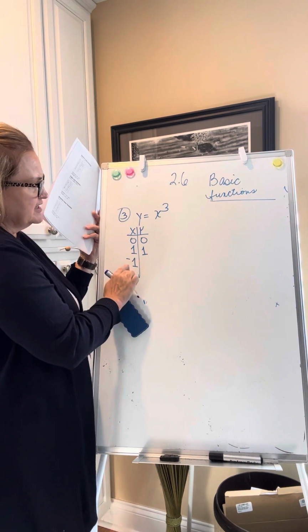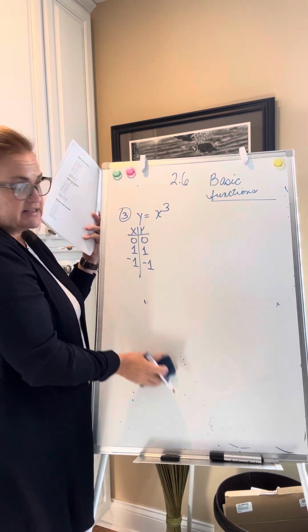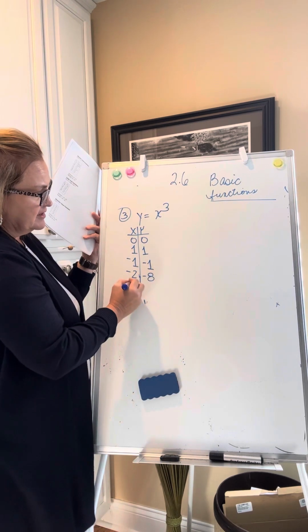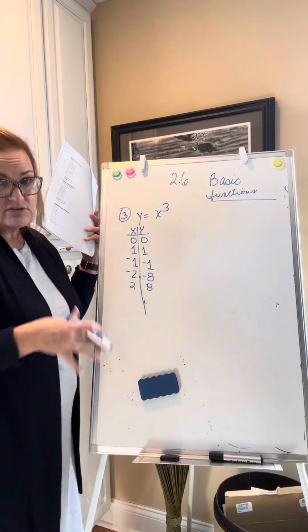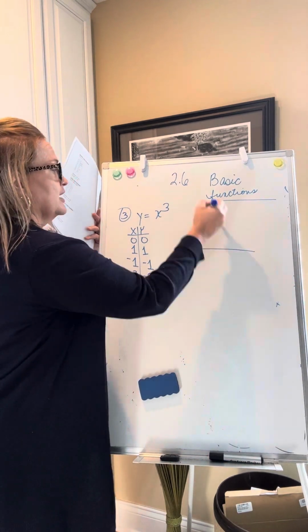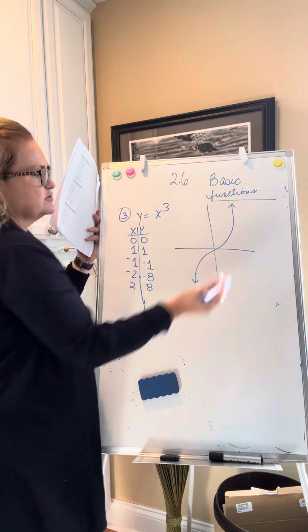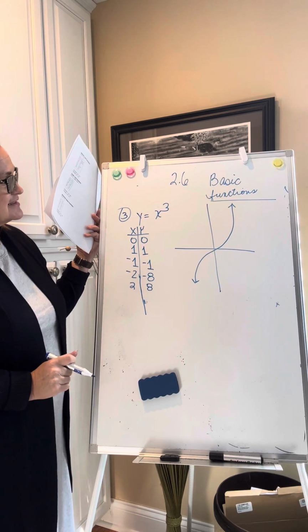This time when we plug in a negative, because it's cubed, it stays negative. So there's no repeats of anything. We can plug in -2. When we cube it, it's -8. Positive 2 cubed is 8. So there's nothing repeated at all, not the x nor the y. And then plotting some of those points, you'll see the shape looks sort of like a zigzag around the y-axis.